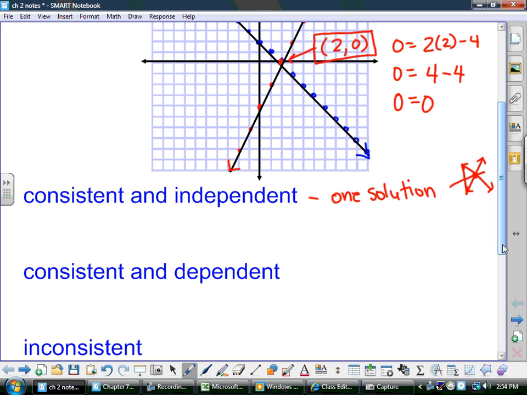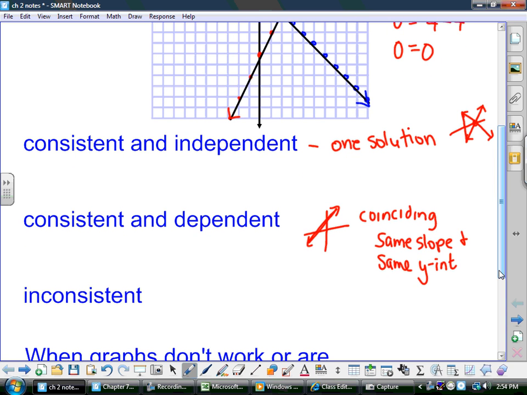Consistent and dependent would be two lines that are the exact same line twice. We talked about having coinciding lines before, two lines that have the same slope and the same y-intercept. That's what consistent and dependent would be. And inconsistent is going to mean there is no solution. So in terms of the graphs, they are never going to touch, which means the lines are parallel, or they have the same slope, but a different y-intercept.